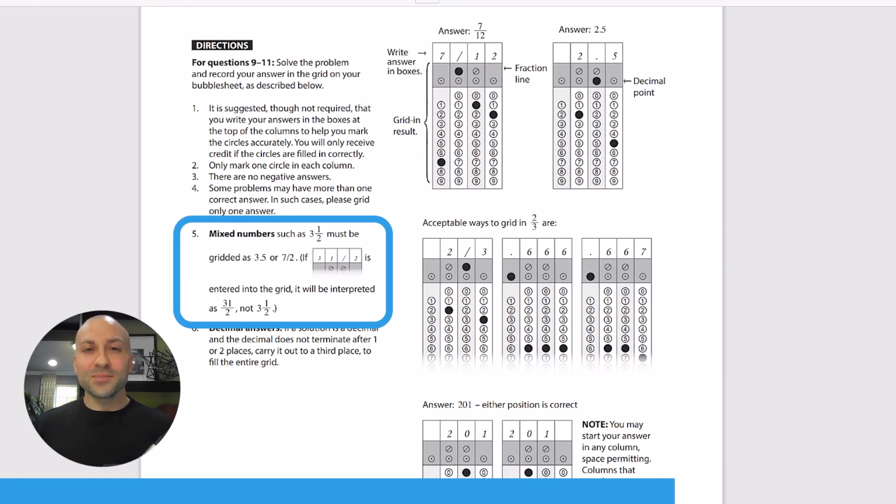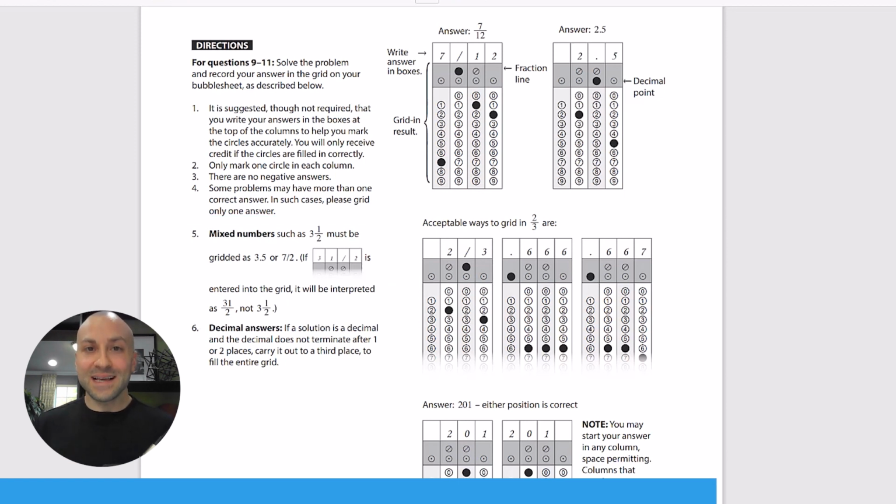Now, mixed numbers like 3.5 have to be gridded as either 3.5, so the decimal equivalent, or 7 halves, which is the improper fraction. If you grid it the way that it's shown here, SAT will interpret it as 31 halves instead of 3.5.